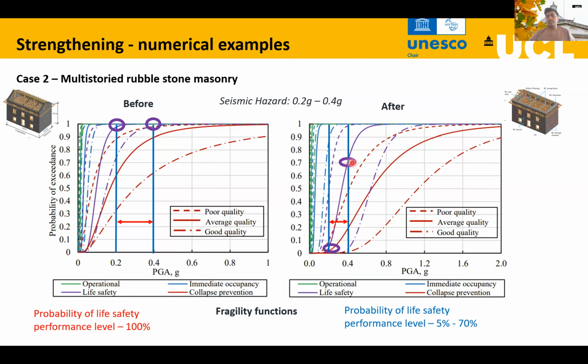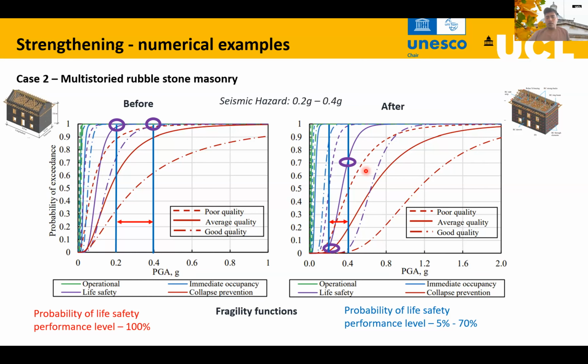But if the material quality is improved, then this curve here is for the good quality material, and this performs well for the given hazard range. So the probability of being in life safety is only about 5%. But if the material quality is poor, then it is already from 55% to almost 100% probability. So we can say that is unsafe.